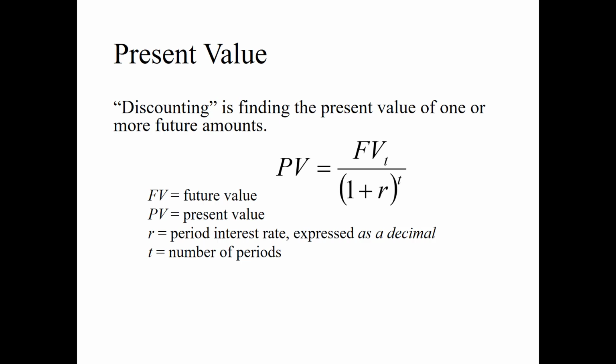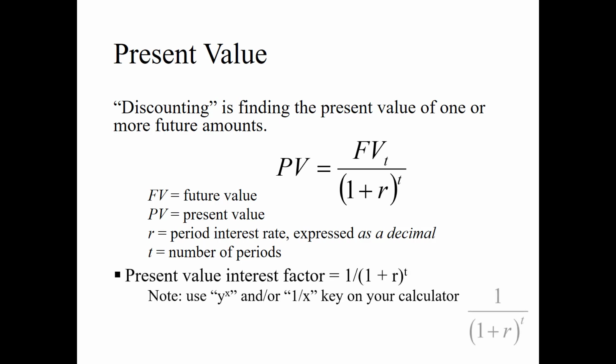We'll also note that the value of 1 divided by 1 plus r to the t is what's known as our present value interest factor, or PVIF. And in order to help find that value of 1 plus r to the t, we might use our x to the y or y to the x, and then also our 1 over x or x to the minus 1 buttons on our calculator.